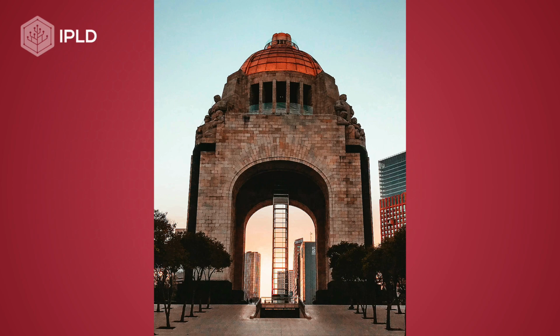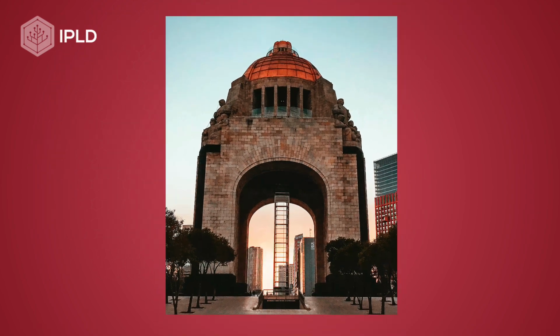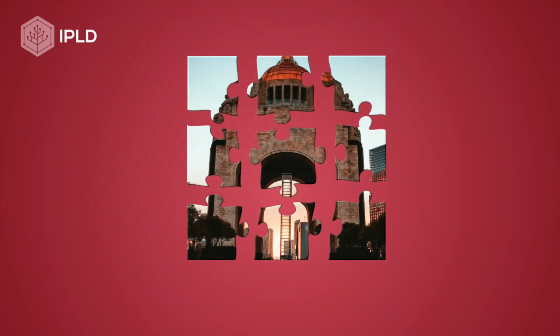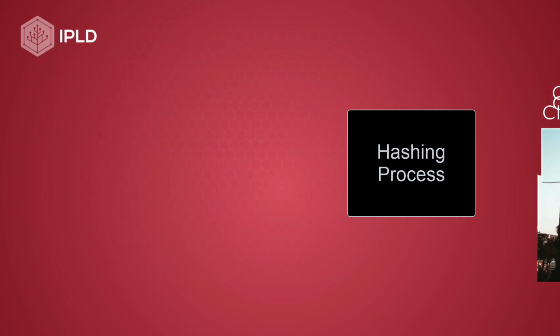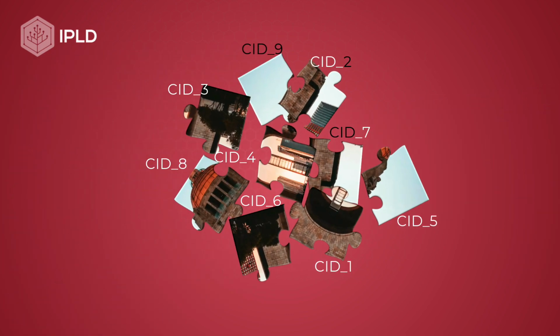Now, as a visual analogy of this, I have this picture of the Monumento a la Revolución that's in Mexico City. You can imagine that if I wanted to add this photo into IPFS, UnixFS will break down the photo into 9 puzzle pieces, and each of the pieces will be hashed and thus assigned a CID. But they are in essence all jumbled up and there is no coherent structure to them.